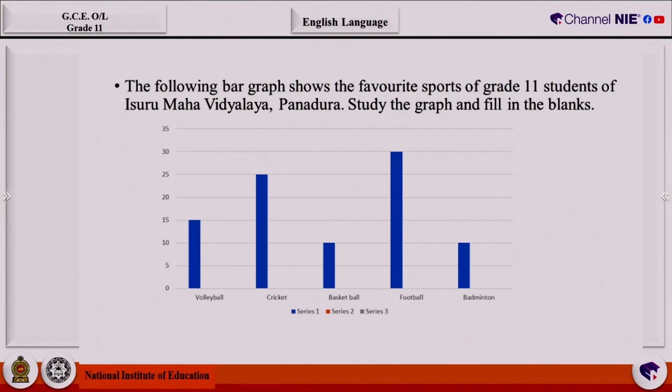So we have volleyball, and 15 students like volleyball. We find some 25 students like cricket, 10 students like basketball, and 30 students like football, and 10 students like badminton. So after reading this graph and after understanding the facts of this graph, we are going to write something about this paragraph, or we are going to complete some uncompleted sentences about this graph.